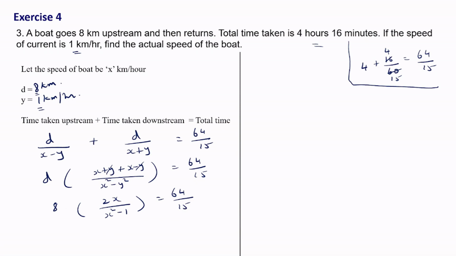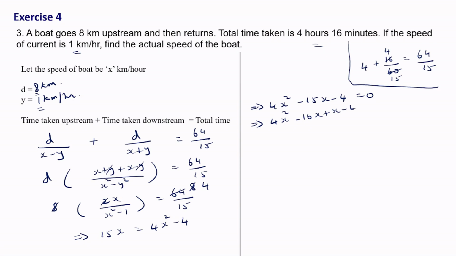So from this we get 8 8s are 64, then again 4. So let us cross multiply. 15x is equal to 4x square minus 4. Or from this we get 4x square minus 15x minus 4 equal to 0. So this is a quadratic equation in x. We can solve this. So here we have minus 16x plus x minus 4 equal to 0. So this is 4x into (x minus 4) plus 1 into (x minus 4).